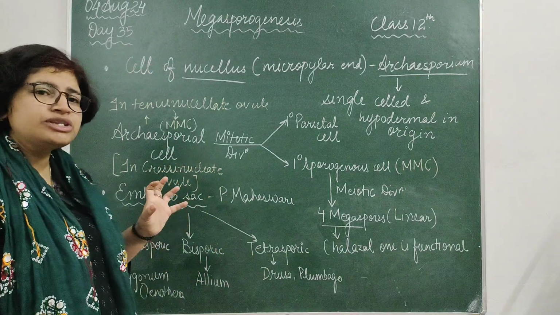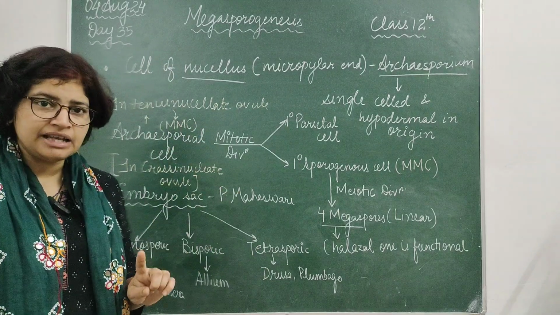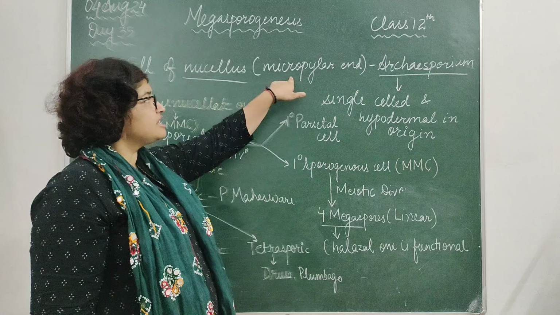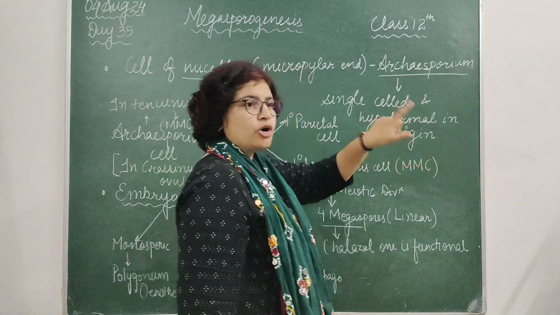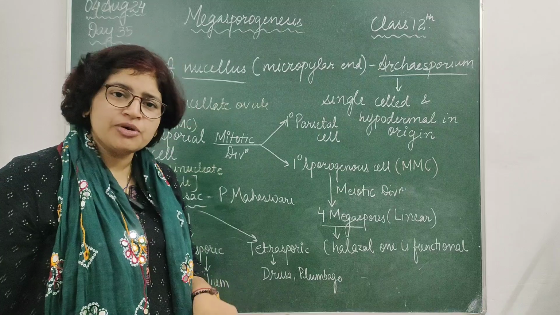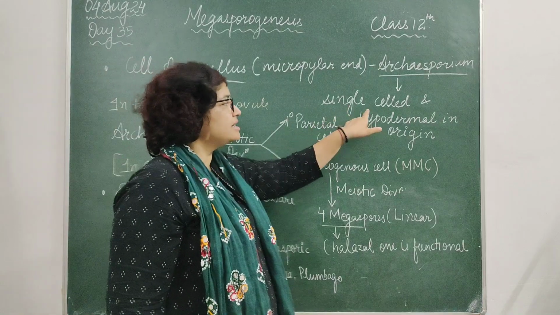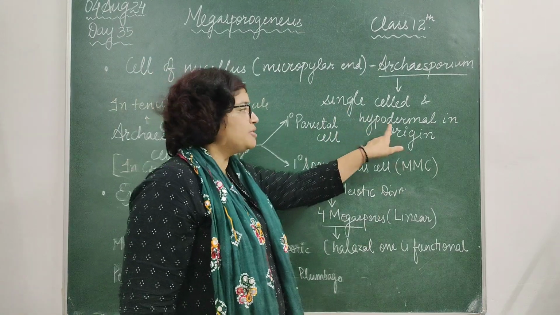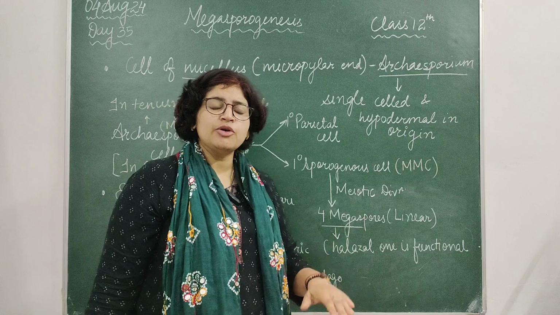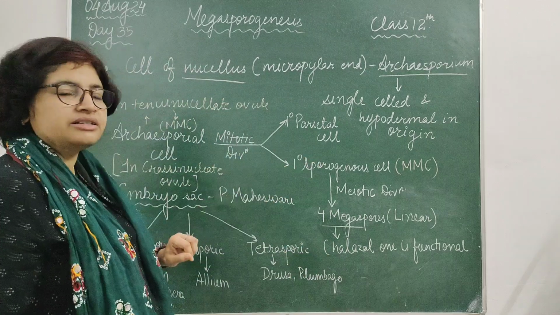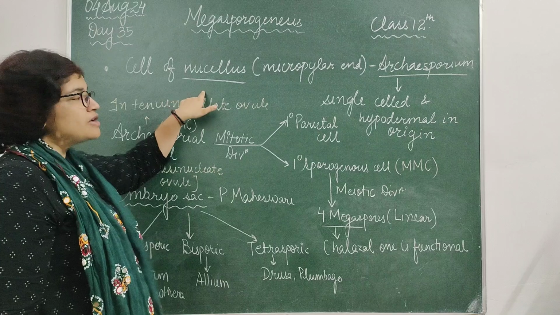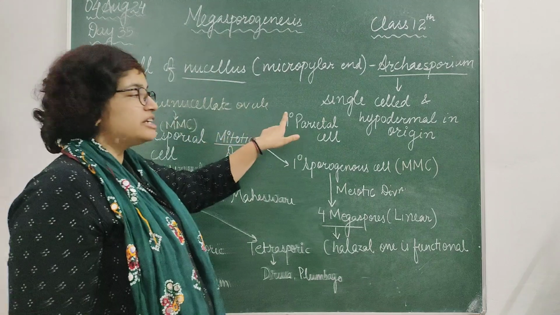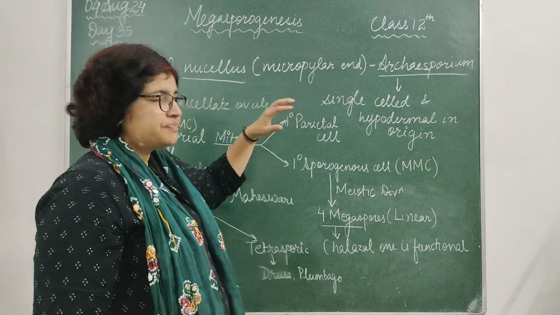From that nucellus, one of its cells which is present towards the micropylar end will behave like archaeosporium, or we call it archaeosporial cell. This is single celled in nature and hypodermal in origin. Just below the epidermis it is present. So this is one of the cells of nucellus which is present in the micropylar end.